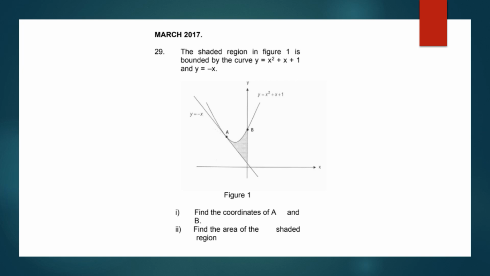So basically there are a few keywords that need to be highlighted, such as the bounded by the curve y that's available on the diagram, y equals x squared plus x plus 1, and the other one is y equals negative x. The first question is we need to find the coordinates of A and B, while the second question is we need to find the area of the shaded region. We're moving on to the solution.